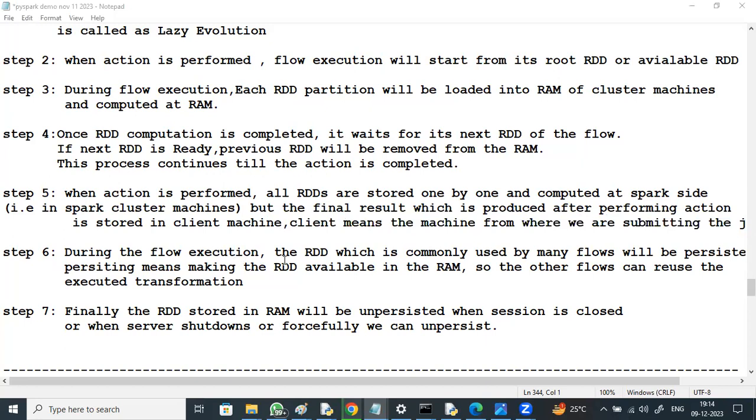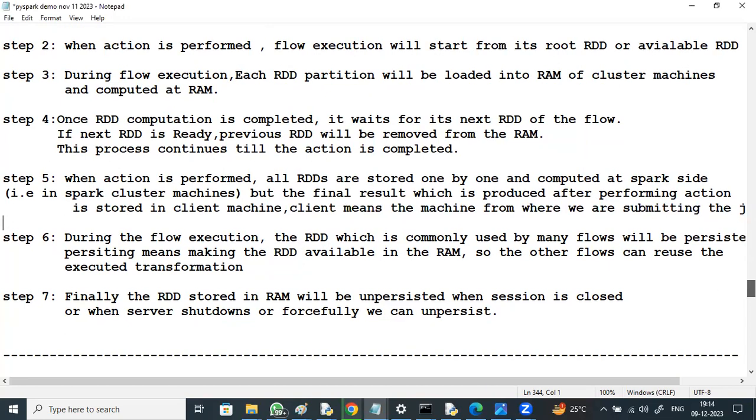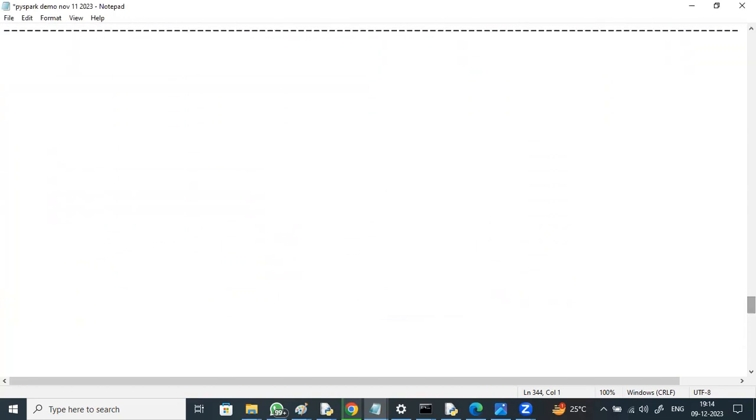During the flow execution, the RDD which is commonly used by many flows is persisted. Okay, this is understood, right? I'll come back to persistence with multiple examples. You might be asking, when it is running on multiple machines, if a particular machine suddenly goes down, then there is a loss, right? For that, PySpark has a powerful fault tolerant model. Before persistence, let's look at fault tolerance in PySpark.